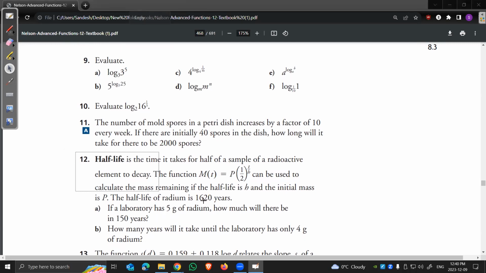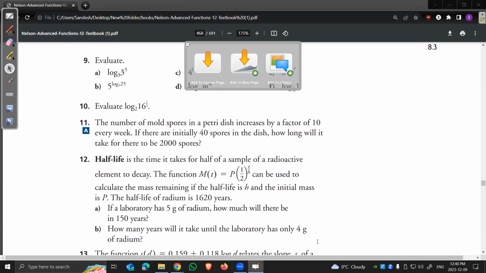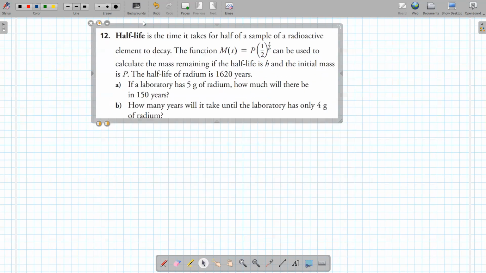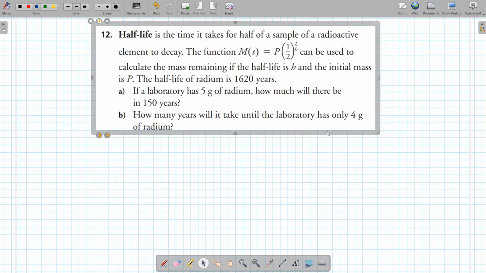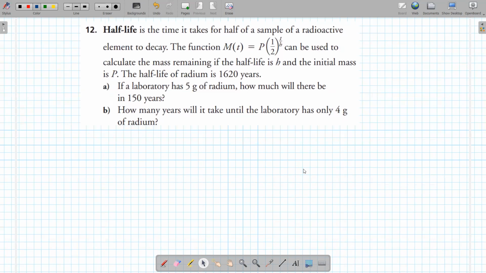Let's go to question 12. Have you heard of the term half-life? What is half-life? We have briefly talked about it. The last one was a biology question. This one is a physics question, all of which has applications in maths. So half-life, as it says right there, is the time it takes for something to lose half of its mass. And usually it's going to be for something that's radioactive.